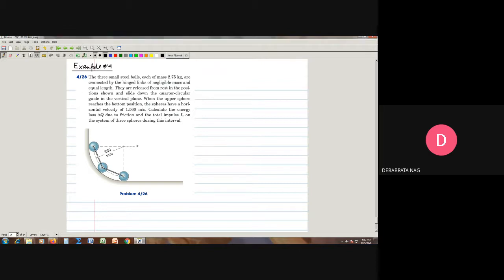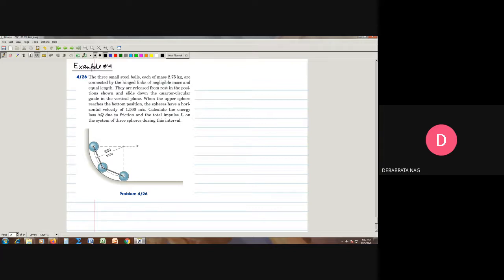The problem states that the 3 small steel balls, each of mass 2.75 kg, are connected by hinged links of negligible mass. So these are all the hinged links. Again we see that this is a rigid system. We have 2 rigid systems. This is one rigid system, this is another rigid system of equal length. So all these links are of equal length.